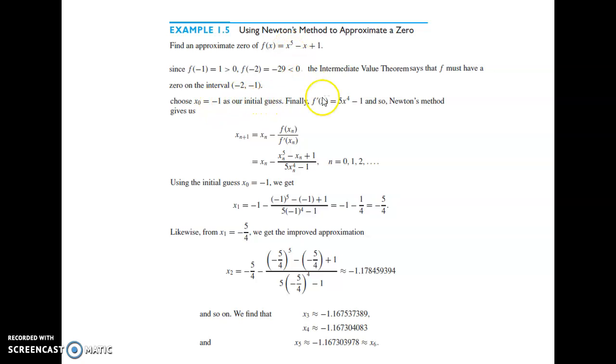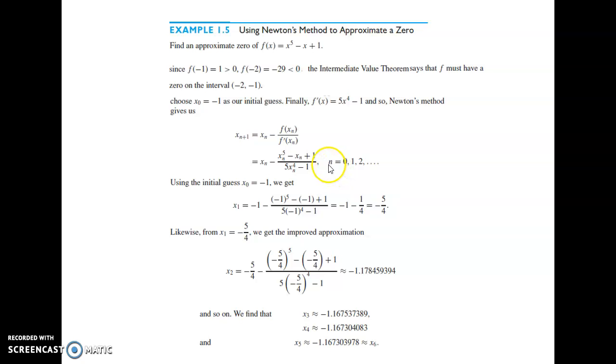So we have f(x), find the derivative, and then this is the formula. f(x_n) means I just replace x by x_n. F prime of x is 5x^4 - 1, and I replace x by x_n. So this is Newton's successive approximation formula for n = 0, 1, 2.